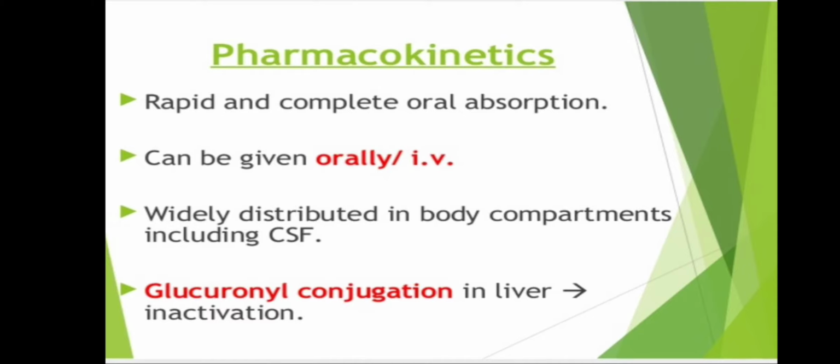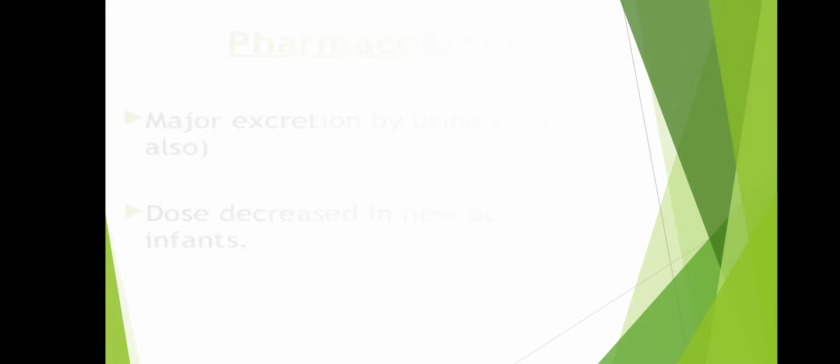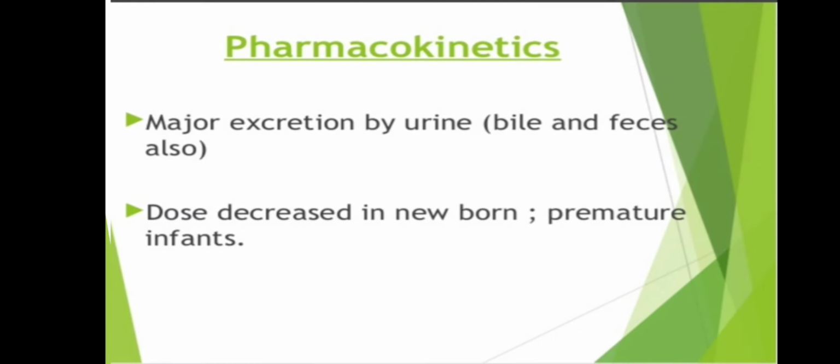Now we'll see the pharmacokinetics of chloramphenicol. First, rapid and complete oral absorption. It can be given orally and intravenously, and is widely distributed in body compartments including CSF, that is the cerebrospinal fluid. Then glucuronide conjugation in the liver, which is a metabolic pathway in the liver that helps in inactivation of the drug. Then major excretion by urine, bile and feces.